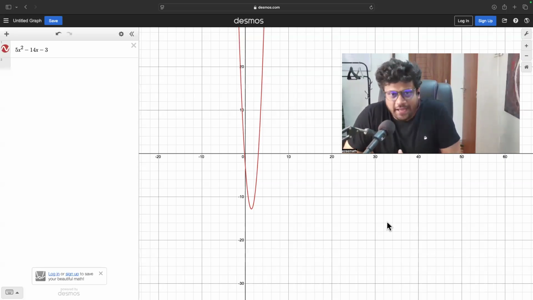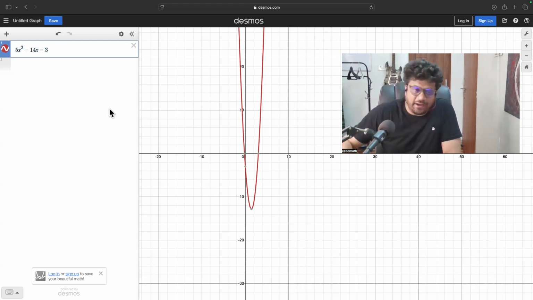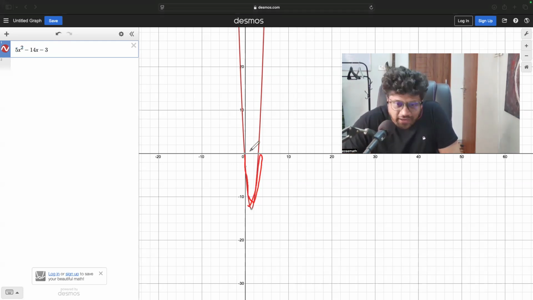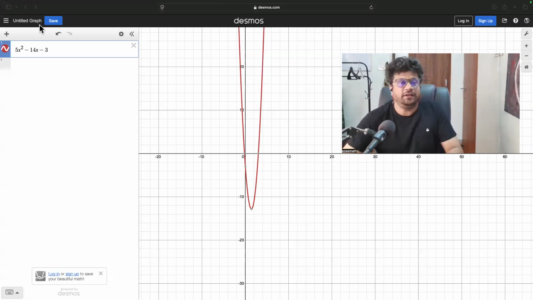The key to being able to sketch a modulus of a quadratic function is for you to sketch the quadratic as it is, and then you look at the region which is below the x-axis. There it is. That's the region below the x-axis. You are supposed to reflect it about the x-axis, and there, this would be the mod of the quadratic.